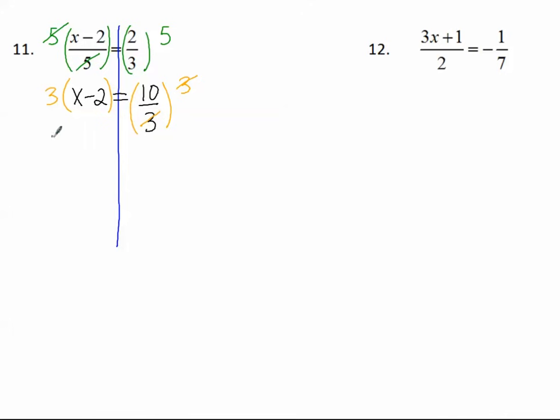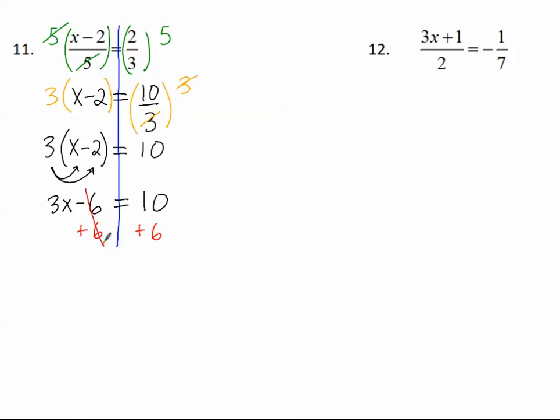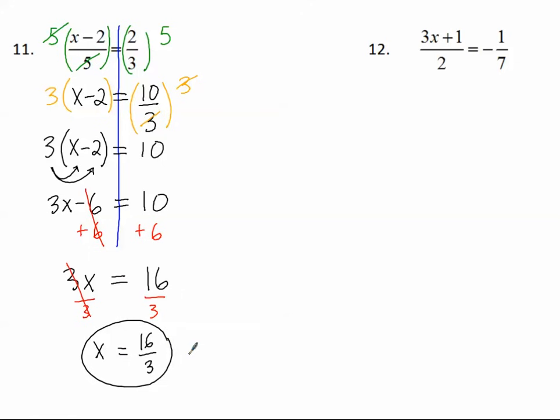On the left side, we have 3 times the quantity x minus 2 equals 10. I can distribute this 3 for 3x minus 6 equals 10, and then I can work my way to get the x by itself. Add 6 to both sides, so 3x equals 16, and then divide both sides by 3. X equals 16 thirds, or 5 1/3. Why don't you pause the video, try number 12, come back, and check your work.